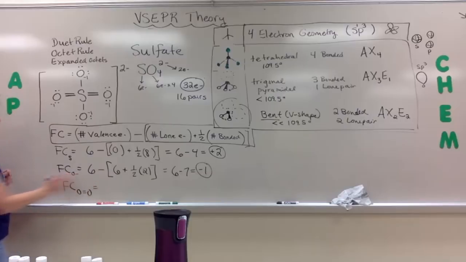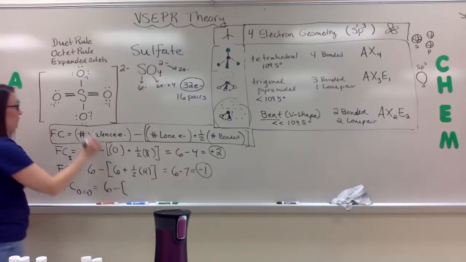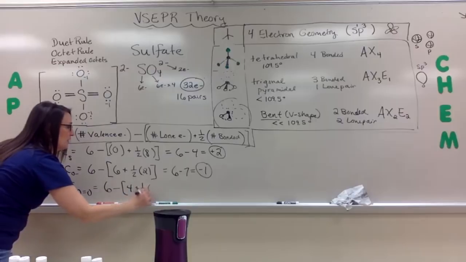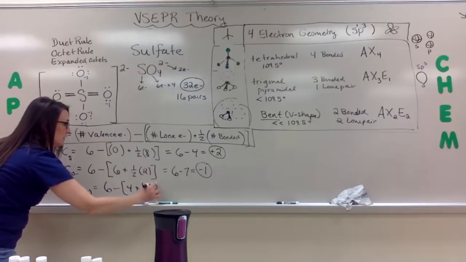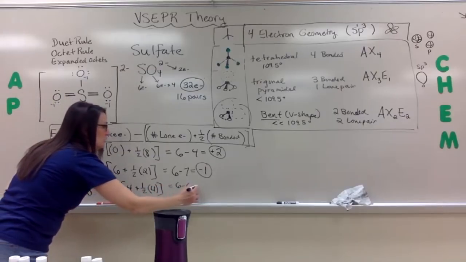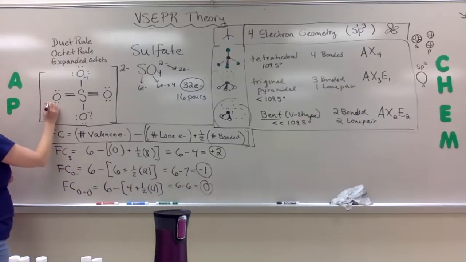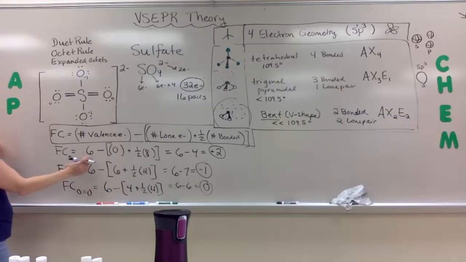So this is the single bonded oxygen. This is the double bonded oxygen. So 6 minus, how many are in bonds? 4, plus 1/2 of, in this case, 4, right? So then this is 6 minus 6, which is 0. So now these are lower. And then we have to go back and fix this one.